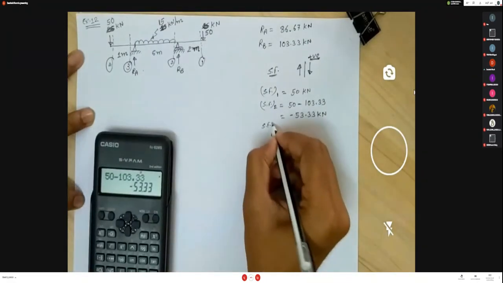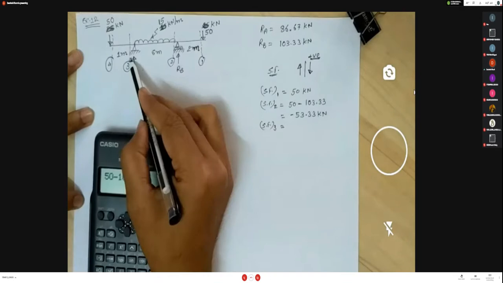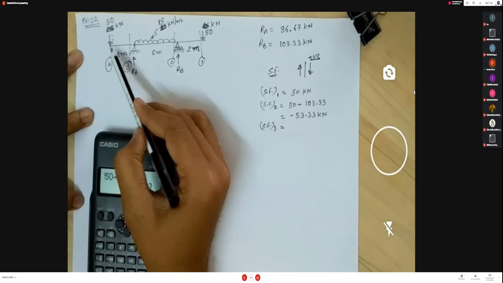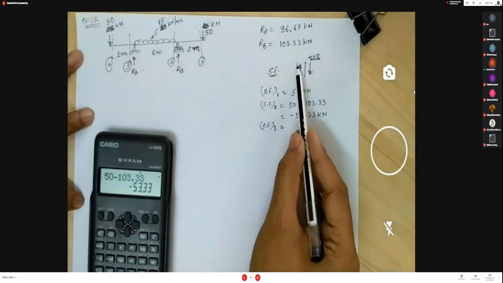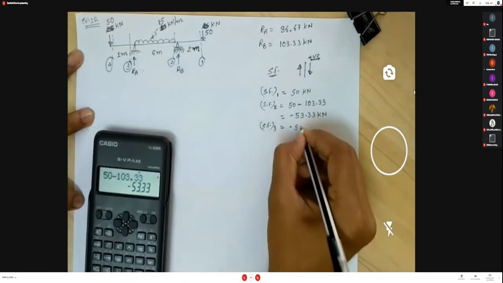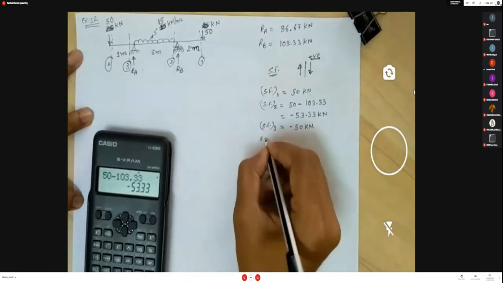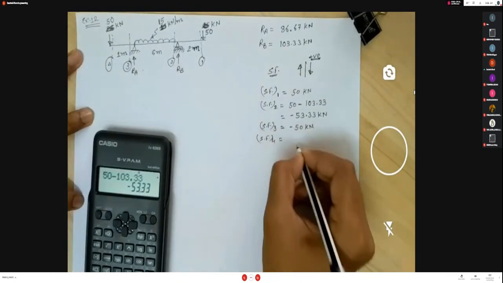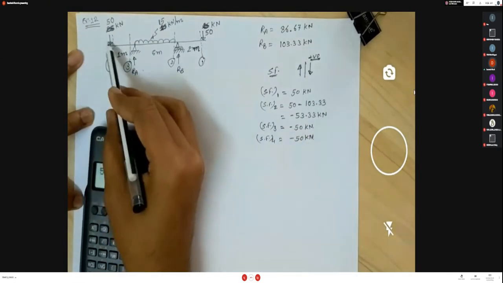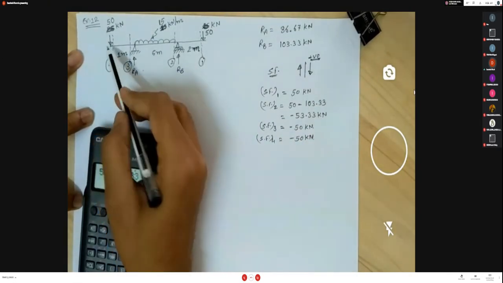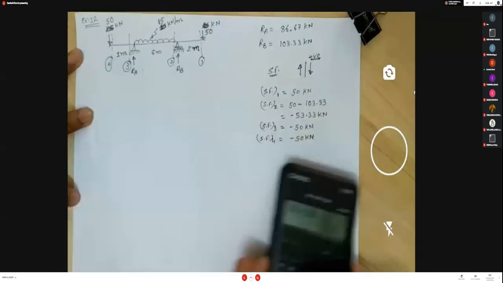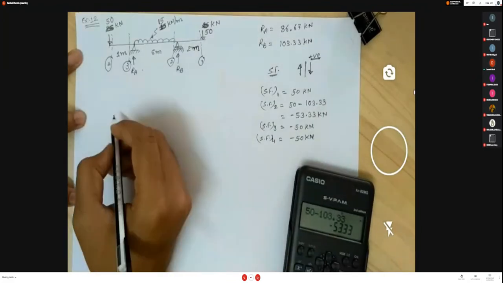Now shear force at section 3 here. Consider the left hand side portion. Only one point load and it is in the downward direction. Left hand side sign convention upward positive. So this 50 kilonewton is a negative sign. Shear force at section 4 is also minus 50 kilonewton, because again if you consider the left hand side portion, downward is negative, because on the left hand side upward is positive. This is our shear force value at the different sections.